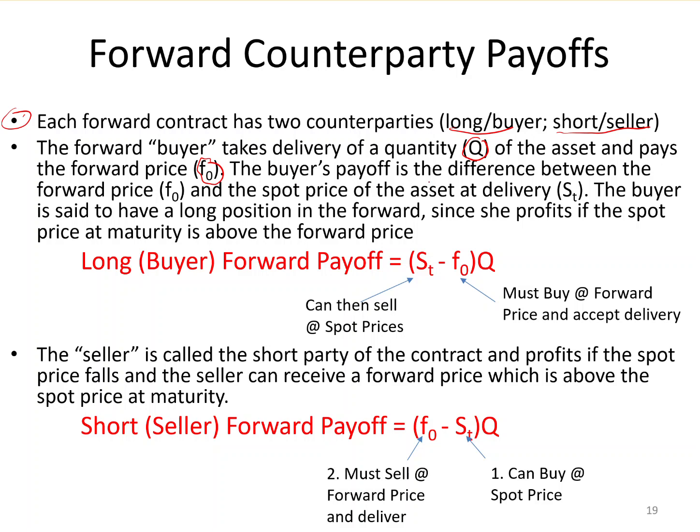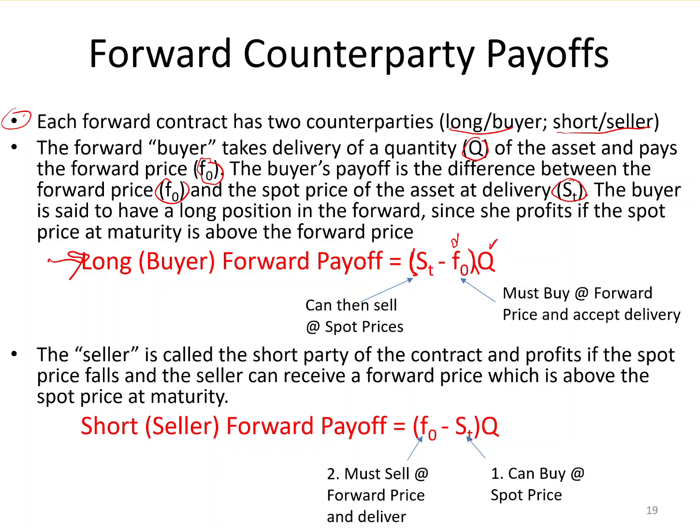The buyer's payoff is the difference between that forward price F0 and the spot price at delivery. We'll call it ST. The buyer is said to have a long position in the forward since she profits if the spot price at maturity is above the forward price. So she profits if the prices go up. So we can just write the payoff function for the asset buyer in the forward contract. That is ST, the spot price at maturity, minus F0, the agreed upon forward price at the beginning of the contract, times the quantity.